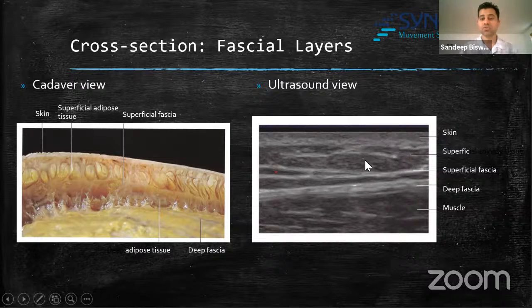The same is an ultrasound view over here. You can see skin, superficial adipose tissue, your superficial fascia, then your deep adipose tissue over here, and you have your deep fascia, and finally your muscle fiber, okay?